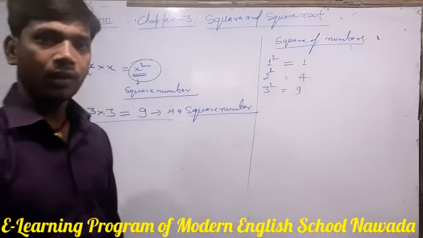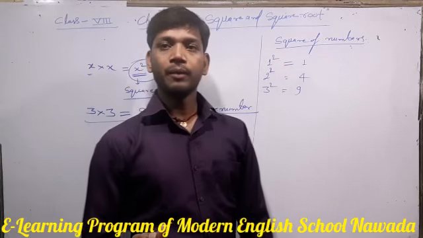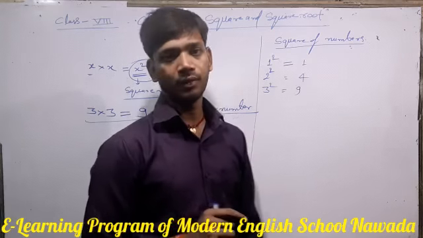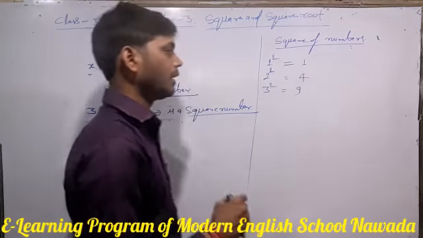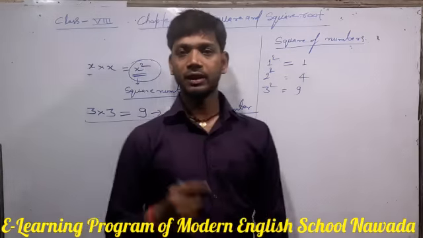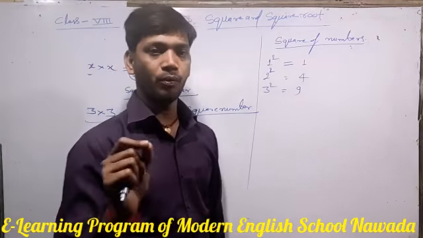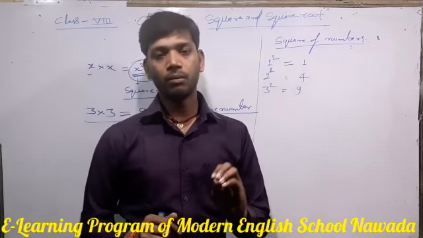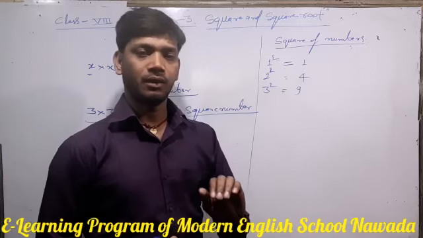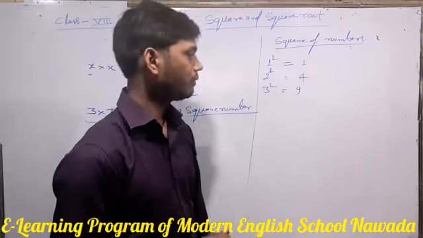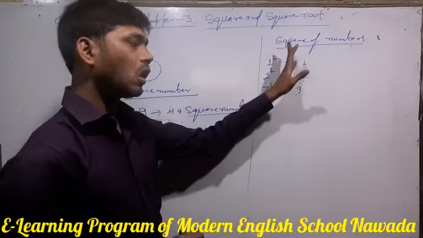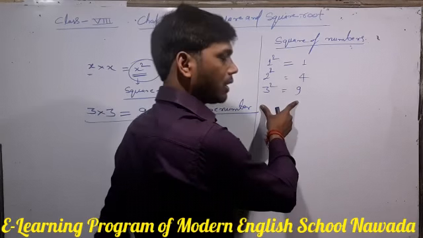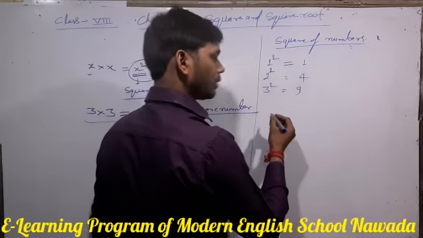The definition of a perfect square is a number that is the product of any number by itself. It's called a perfect square, and this definition is written in your book. You can write from your book, and also you can pause the video and write our definition. Here first of all write all the squares of numbers from 1 to 30.